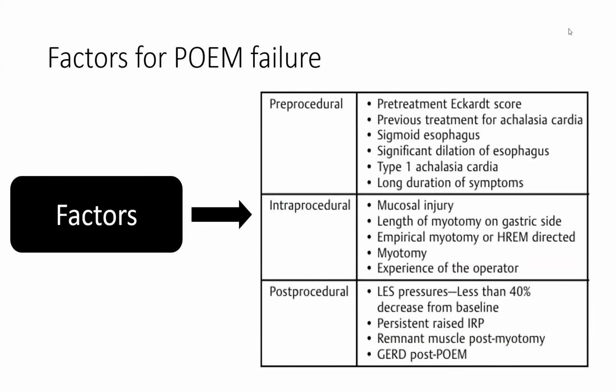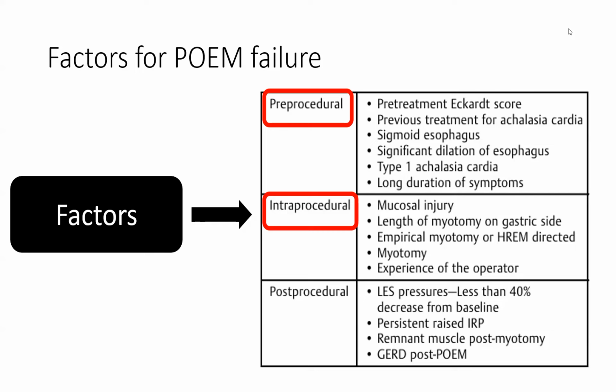What are the factors? I think first and foremost, we understand that the pre-procedural factors are if the patient already has a sigmoid esophagus, type 1 achalasia, long duration of symptoms, the pre-treatment Eckardt score has been very high, or the patient has failed previous treatments for achalasia cardia. Intraprocedural, if you had a difficult POEM or difficult LHM, you had a lot of mucosal injuries, you had a lot of dissection through the muscles, a lot of fibrosis happening. The length of myotomy on the gastric side was another factor.